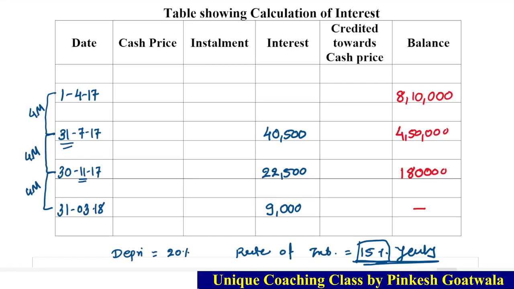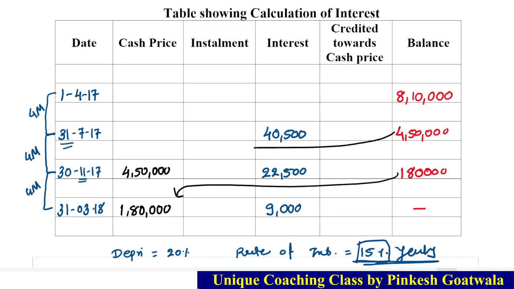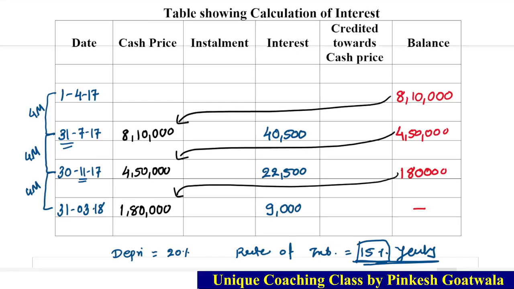How? First of all, we know that this balance will be transferred to next year. Where does this balance come? We transfer it to next year. So let's do that. 450 comes here. This 450 comes here. 810 comes here. Clear this point? Now next, what to do?